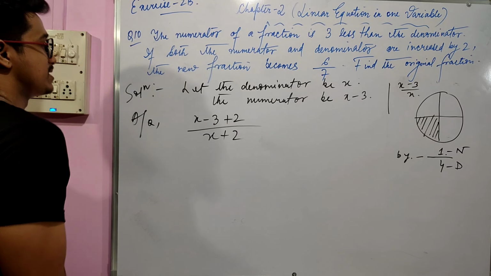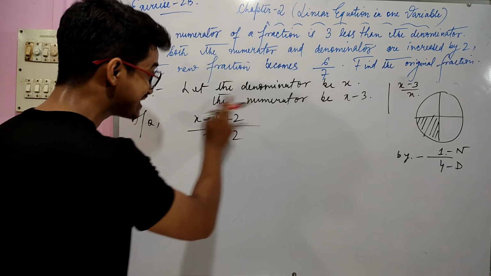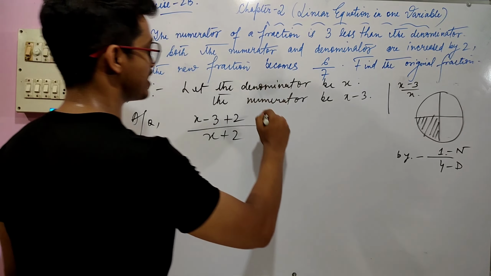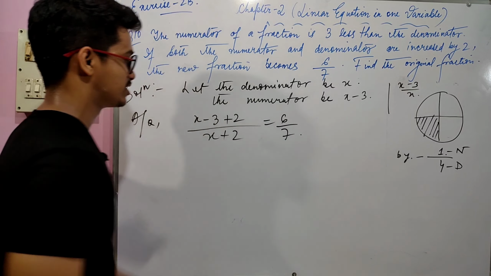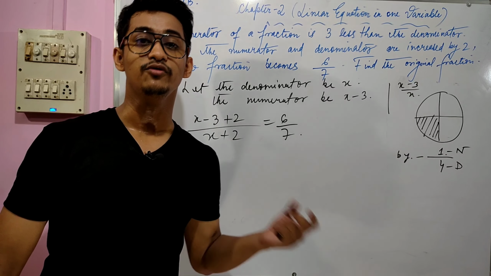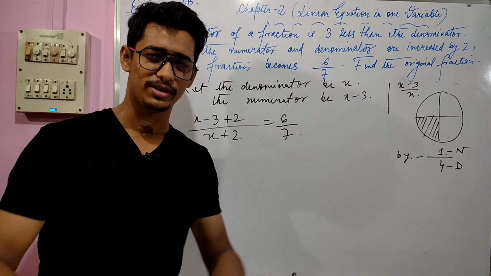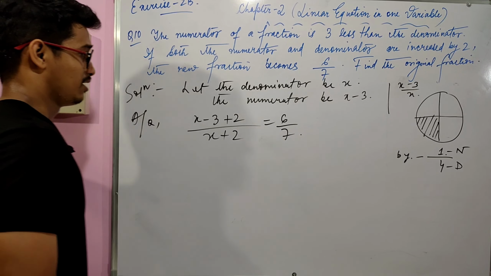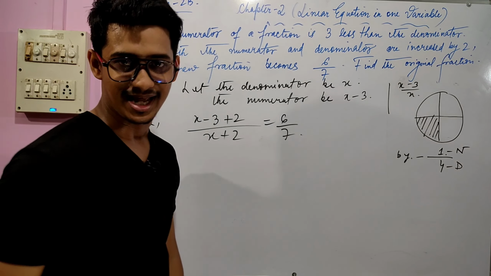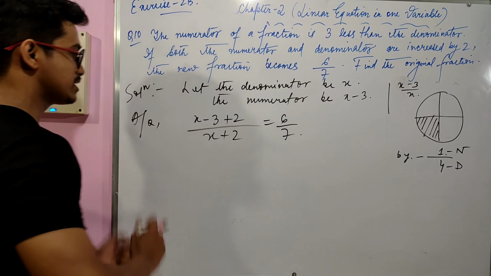And so now what happens after increasing? The new fraction becomes, so that is the new fraction after adding 2 to it, 6 by 7. That is the condition that we have to figure out. And after that, the solution part, the calculation part, is very easy. You know this type of calculation, you are just familiar with that. So it is not such a big deal to calculate. So let's just do it quickly.